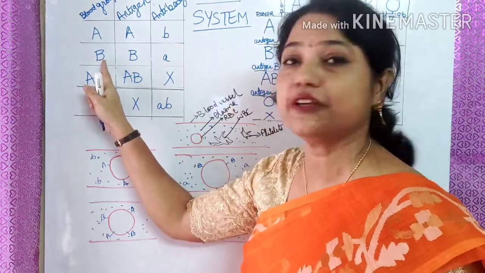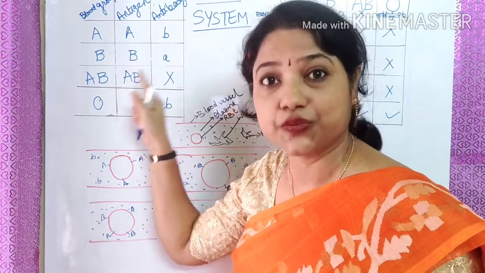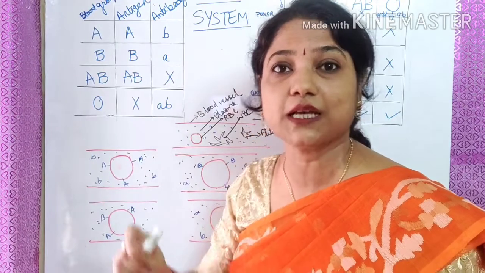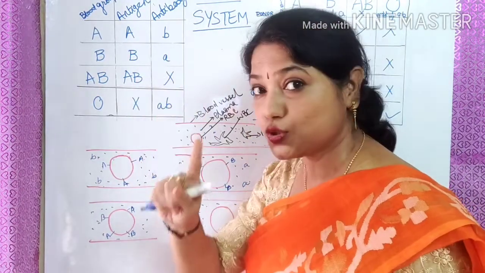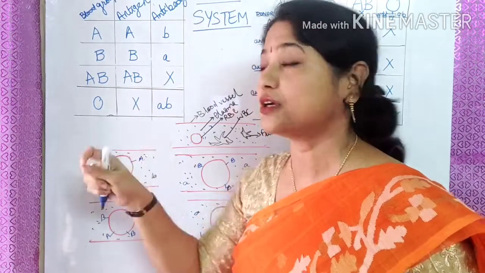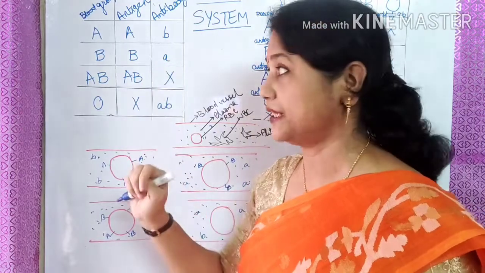If a person is having blood group B, then the antigen of that person will be B, and the antibody present in the plasma will be A. So note, children, when the antigen is B, then the antibody will be A in the plasma. They reside together in the blood.